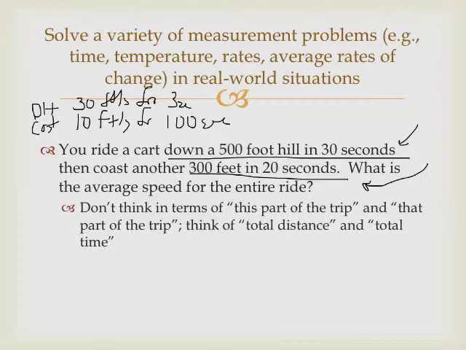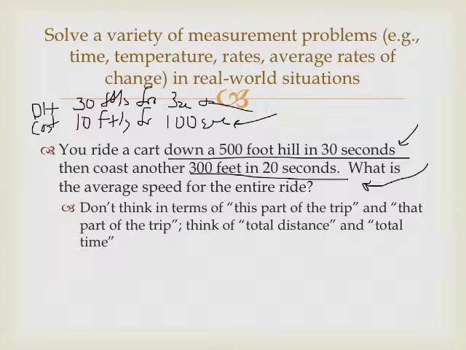My average speed for the trip is not 30 plus 10 divided by 2. So my average is not 20 feet per second, because this one was only for a very short period of time and this one's for a very long period of time. So hopefully you can see that my average is going to be a lot closer to the 10 feet per second than it would be to the 30. It's definitely not going to be 20. It's definitely not going to be right in the middle.